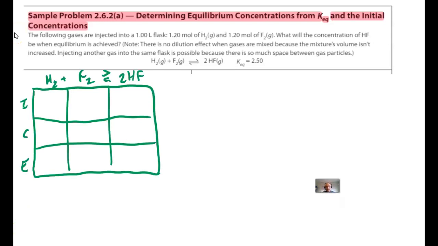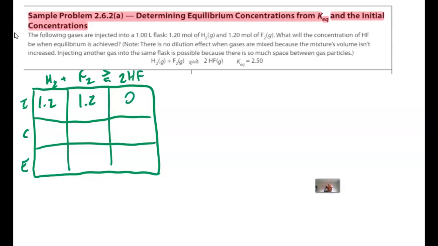All right. The following gases are injected in a 1 liter flask, 1.2 moles of H2. So we divide moles by volume. 1.2 over 1 is going to be an initial concentration of 1.2 molar for H2. The same for F2: 1.2 over 1 is a 1.2 molar initial concentration. And again, if no product is mentioned initially, we assume it to be 0. So we're going to put in a 0 there.